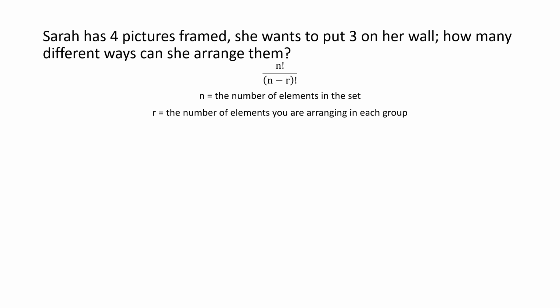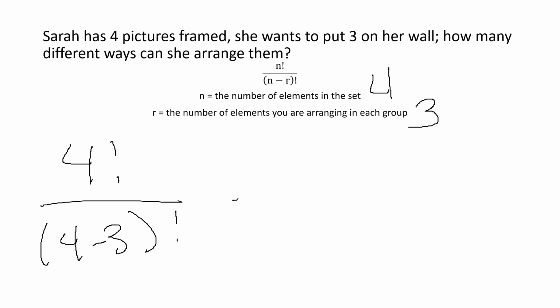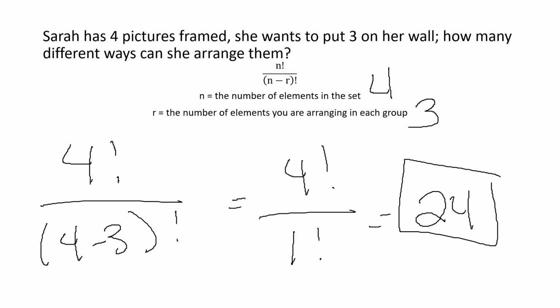I'm kind of silly. So, Sarah has 4 pictures framed. She wants to put 3 on her wall. How many different ways can she arrange them? So I have 4 in my set. I'm going to be using 3 of them. So 4 factorial over 4 minus 3 factorial, which is 4 factorial over 1 factorial, which is just 4 factorial, because 1 factorial is 1 and that doesn't change anything. So 4 times 3 times 2 times 1 is 24. There are 24 ways she can arrange her pictures on her wall.